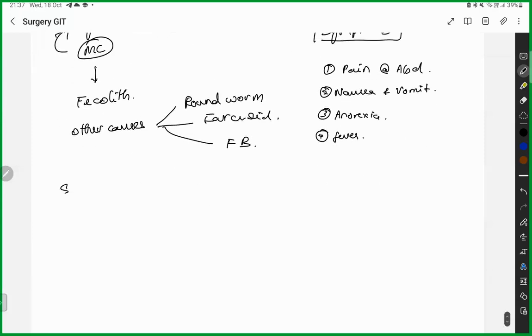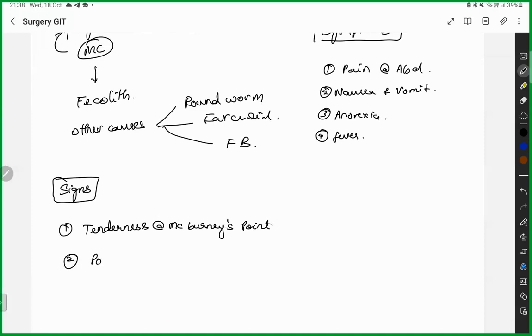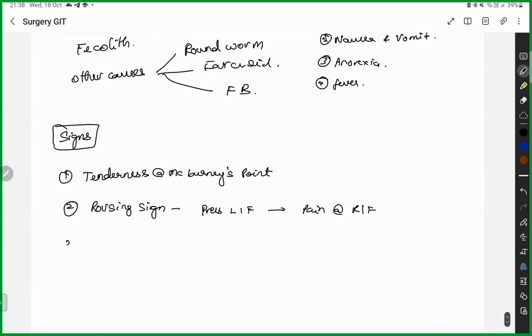Now coming towards the signs. Remember, number 1, tenderness at McBurney's point. This is very important. And number 2, you are going to have Rovsing sign. What is Rovsing sign? Pain at the right iliac fossa on pressing the left iliac fossa. So when you press the left iliac fossa, there is going to be pain at the right iliac fossa. That is called Rovsing sign. Very, very important.